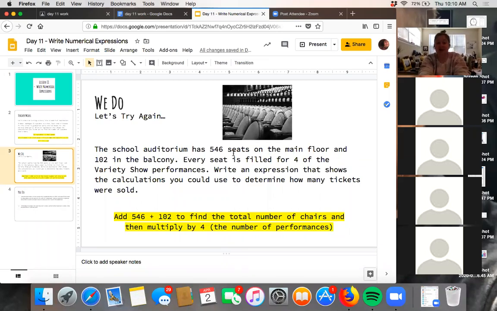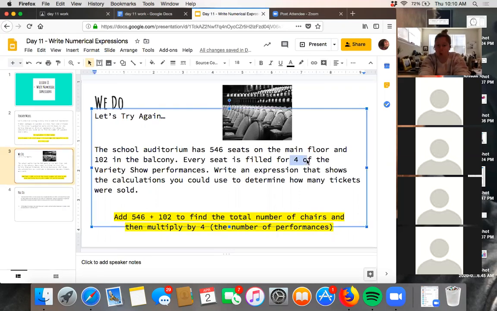Then it says every seat is filled for the 4 performances. So they're going to do that 4 more times. So I would take my 546 plus 102, and I would then multiply it by the 4 performances.